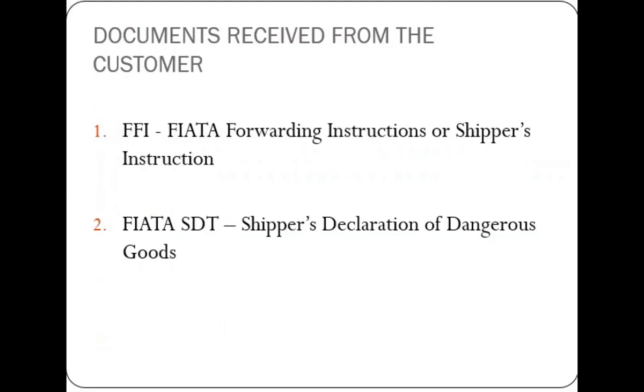Out of the 8 documents, those that are received from the customer are 2. They are the FIATA Forwarding Instructions, or what we call Shipper's Instructions. And number 2, the FIATA SDT, which is the Shipper's Declaration of Dangerous Goods. You will notice from the full text that these are instructions received by the forwarder from the client.